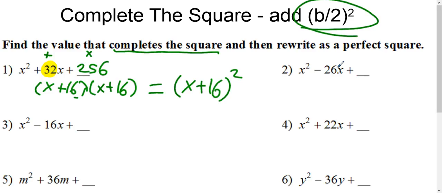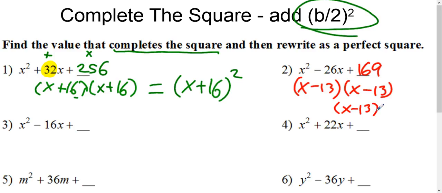So we'll do another one. B over 2 squared, 26 divided by 2 is 13. 13 squared, it's actually negative 13 squared, 169. So two numbers that multiply to be 169 and add to be negative 26. Like magic, 13 and 13. But it has to be a negative 26, so it's negative 13 and negative 13, which we can simplify to make a perfect square, x minus 13 squared.